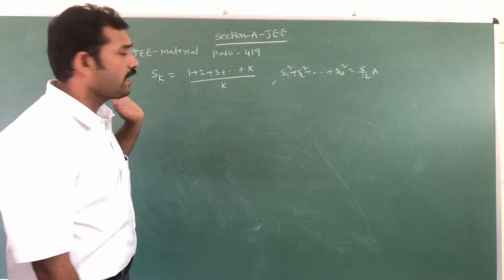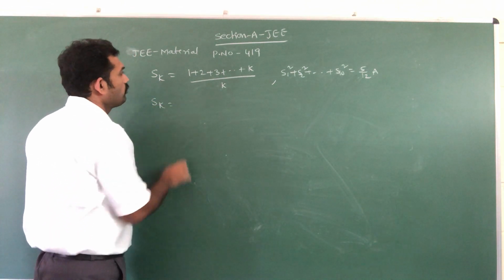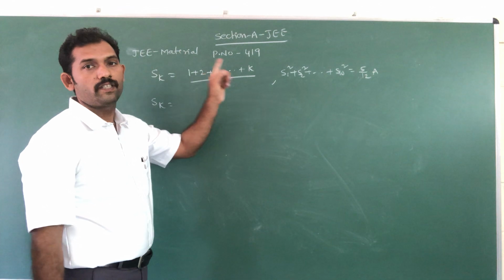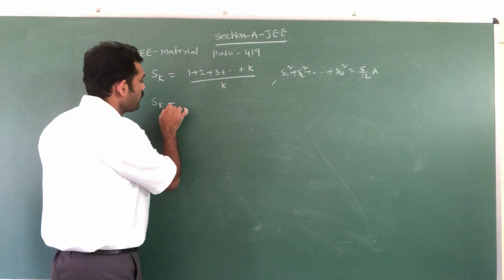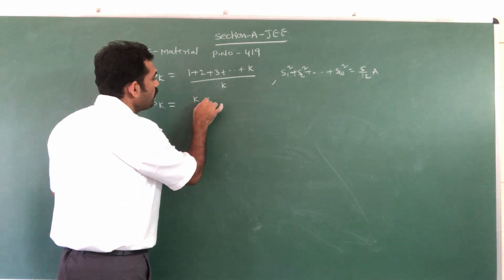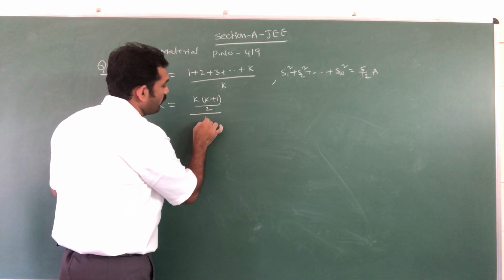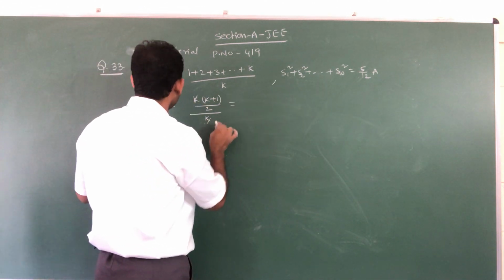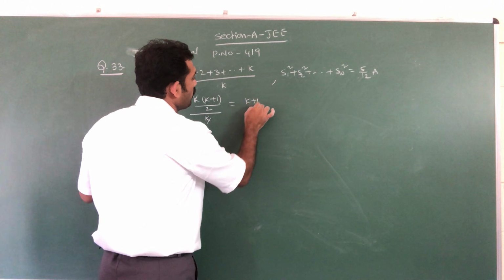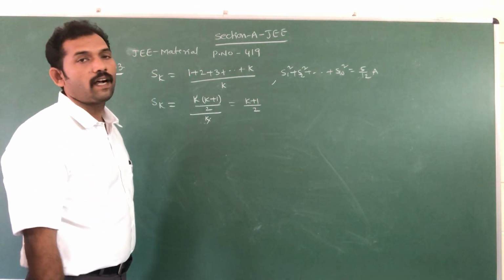So Sk is given, how much is given? Sk equal to 1 plus 2 plus 3 and so on k, what is the summation? The summation is k into k plus 1 divided by 2, whole divided by k. So these two k values cancel, remaining Sk is equal to k plus 1 divided by 2. Like that you have to take all the values.